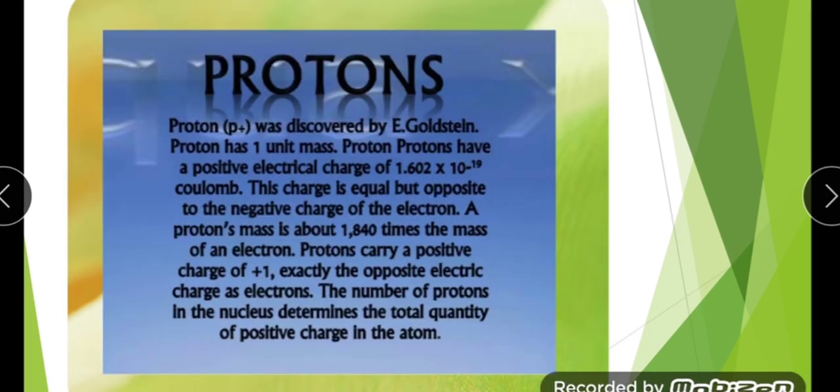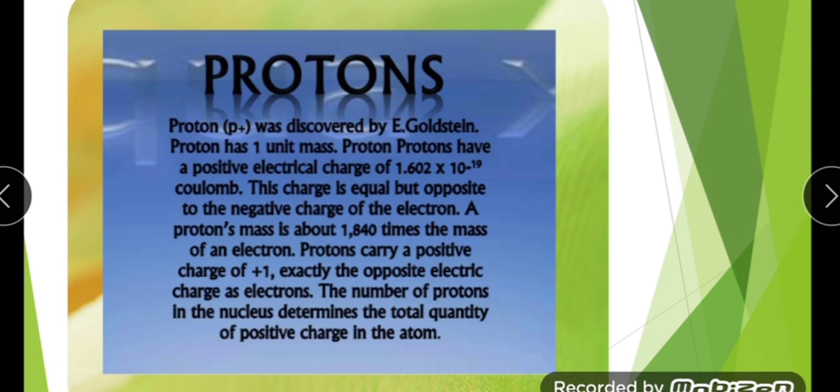First we will see the proton. Protons are positively charged and were discovered by E. Goldstein. A proton has 1 unit mass. Protons have a positive electrical charge of 1.602 × 10^-19 coulomb. The charge is equal but opposite to the negative charge of the electron. A proton's mass is about 1840 times the mass of an electron. Therefore, the proton carries a positive charge of +1, exactly the opposite electric charge of electrons.